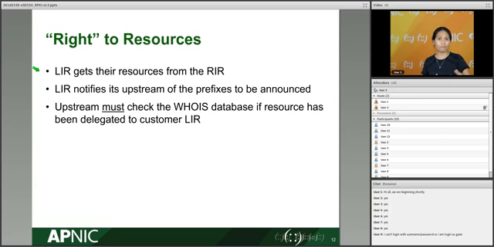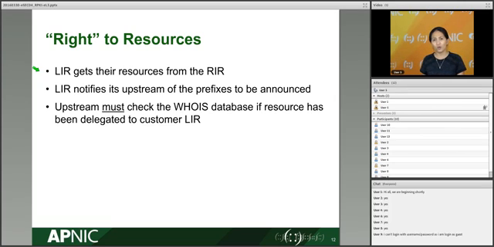Now, once you have your IP address block, you announce that. You tell your upstream providers what portable IP addresses you have so that they can announce on your behalf and traffic will come your way. Now, if you are the upstream provider, what do you have to do? If a local internet registry comes to you and says, can you please announce my prefix? This is my IP address block. What do you have to do? You have to do an LOA check, legitimacy of address check.